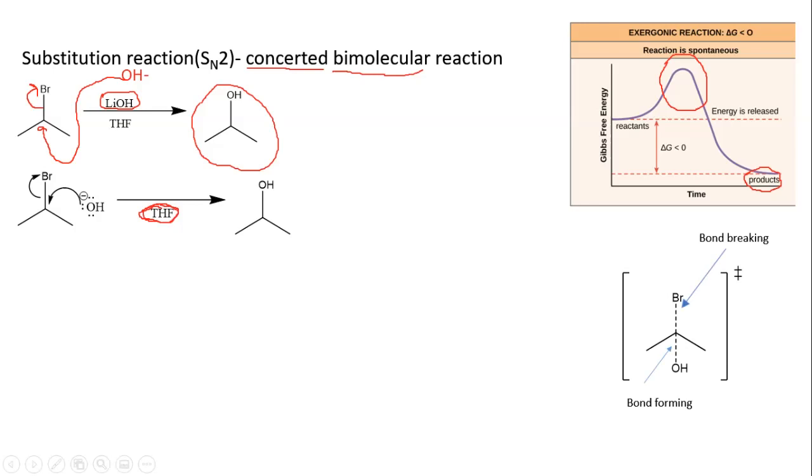So why are SN2 reactions exothermic? Again, at the transition state, the carbon-bromine bond is breaking and we're forming a carbon-oxygen bond. Now what you have to remember is that carbon halide bonds typically have very poor dipoles.